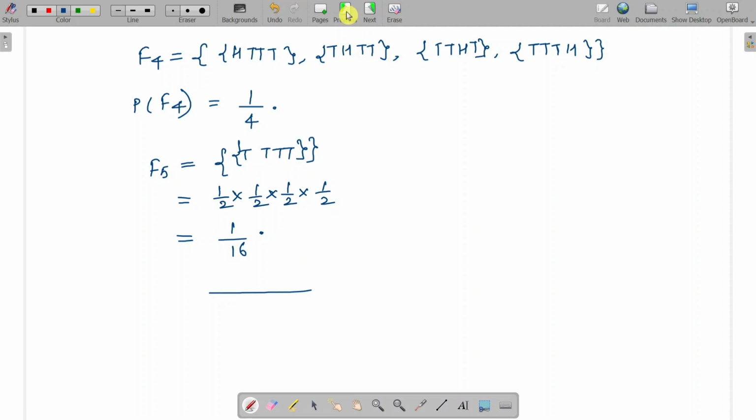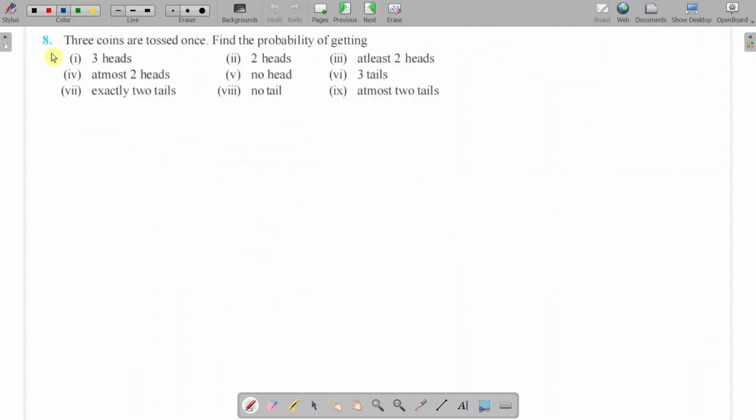Now we will go to the next problem. Let's go to the next one, 8th one. 3 coins are tossed once. Find the probability of getting, there are 9 events. Okay, so let us solve this. So solution, first of all let us write what is given. 3 coins are tossed, right? So sample space will be what?